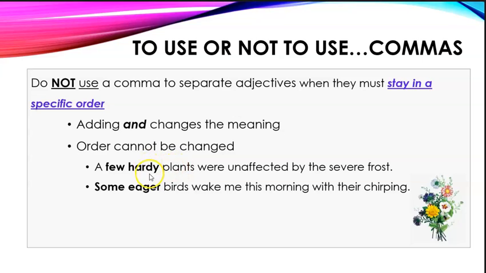So let's look at what would happen if I added and. A few and hardy plants. Well, that doesn't make sense. We're not talking about a few plants and hardy plants. That would mean all hardy plants. We mean out of the group of hardy plants, a few of those hardy plants were unaffected by the frost. So therefore, this order cannot be changed.